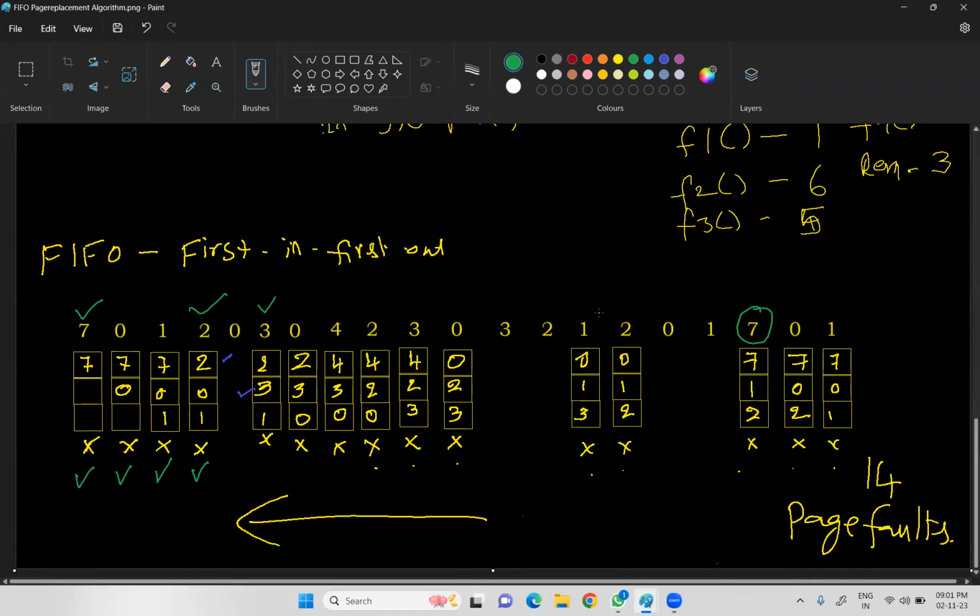You can see 2 can be useful very shortly. 0 can be used immediately after 3. If you observe, 1 is used after a long time. So replace with this particular one. Therefore, your time will be saved, and all the different kinds of frames which are available between 3 and 1 will be available with you. So the number of page faults will be reduced.